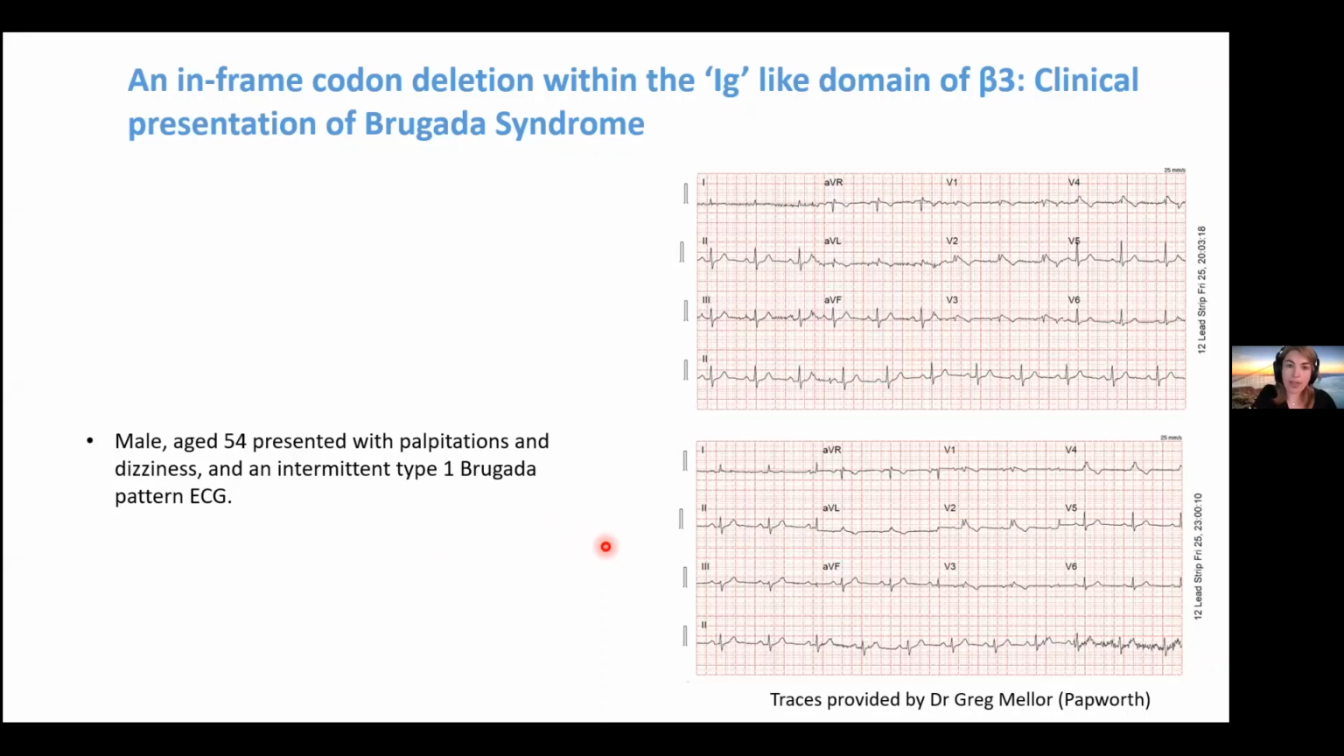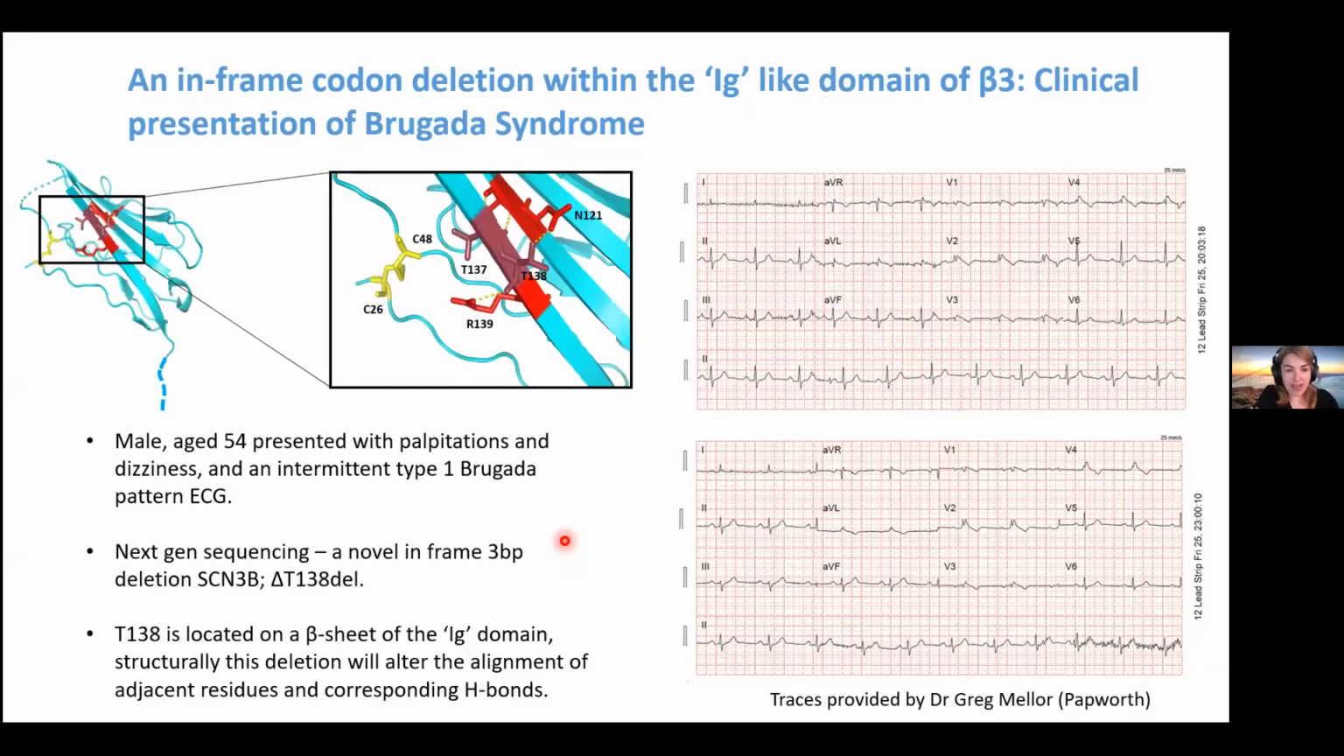Greg Meller at Papworth. And what was particularly interesting is that when next generation sequencing was carried out on a host of cardiac ion channels, typically associated with Brugada syndrome, in the key channels, nothing was found, including SCN5A for NaV1.5. But interestingly, the only mutation present was a novel in-frame 3 base pair deletion in SCN3B, the gene encoding beta 3. And this worked out to correlate to the loss, the in-frame loss, of a single threonine residue at position 138.